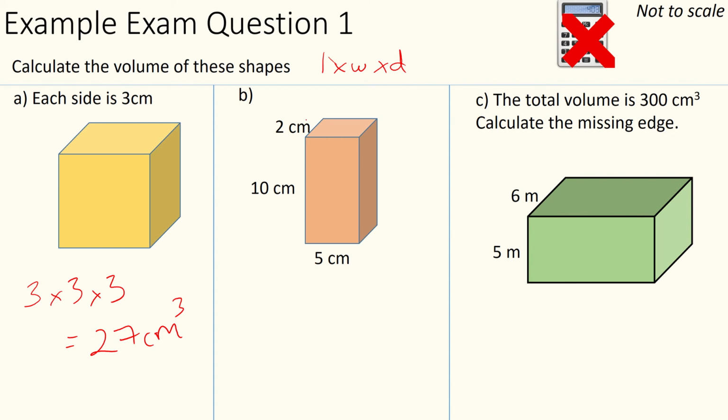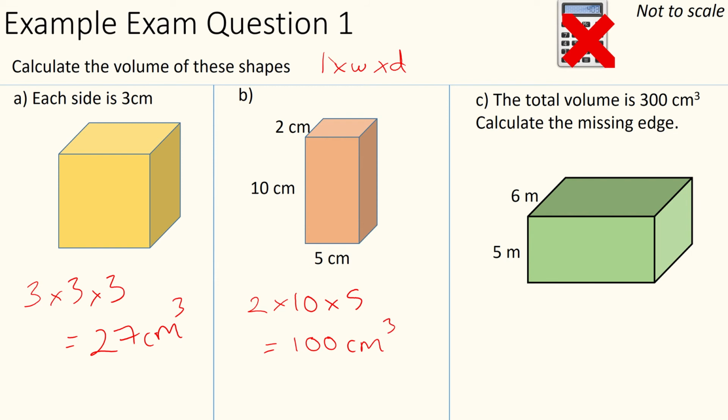B, calculate the volume of the shape. We're just multiplying these together. 2 times 10 is 20, times 5 is 100. So 100 centimeters cubed. And this last one is a little more tricky.